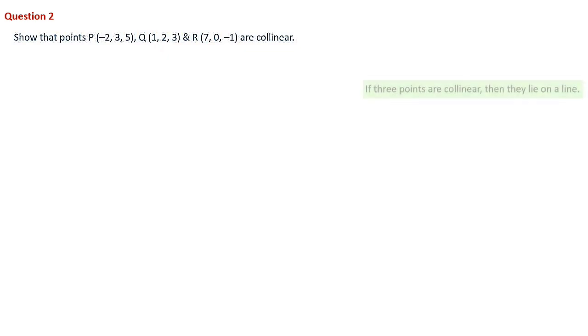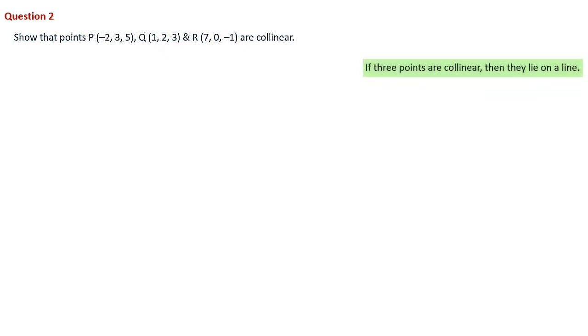Next we shall discuss the second question. Show that the points P (minus 2, 3, 5), Q (1, 2, 3) and R (7, 0, minus 1) are collinear. You have to prove that these 3 points are collinear. As we know, 3 points are collinear means they lie on the same line. So we have to prove that these 3 points lie on the same line. But these are the statements which we know, but how do we prove? The process of proving is very important.